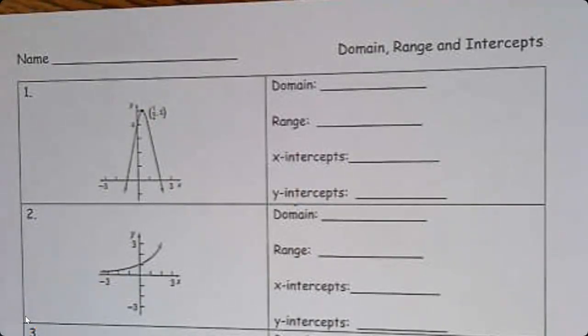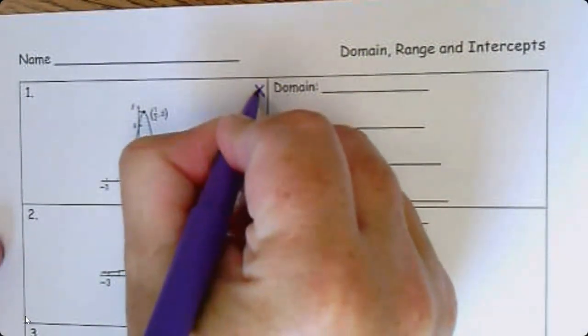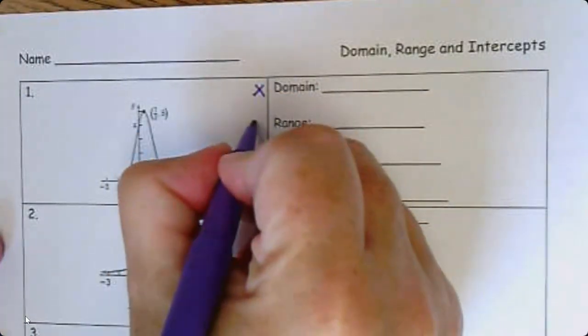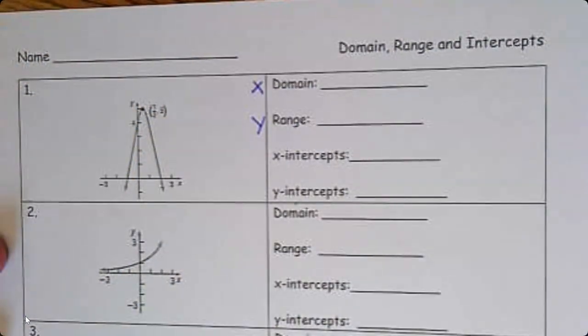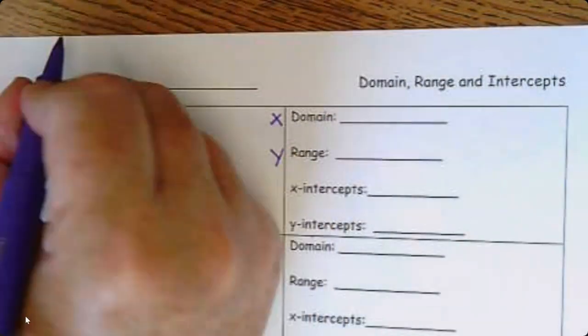Hey guys, I'm here to help you with figuring out domain, range, and x-intercepts. Domain is going to deal with our x values, range, our y's. And we're going to ask ourselves two questions for domain.